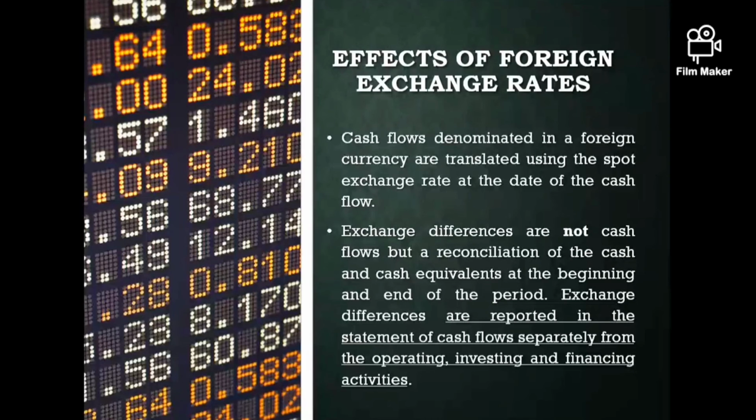Exchange differences are not cash flow. So saan sila nilalagay sa statement of cash flow? They are reported in the statement of cash flow separately from the operating, investing, and financing activity.